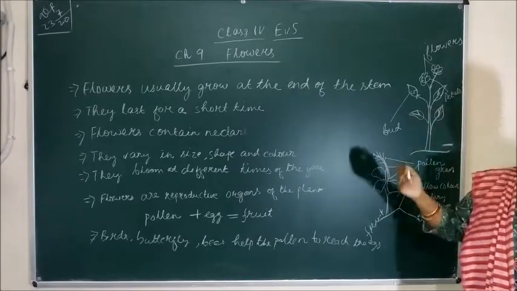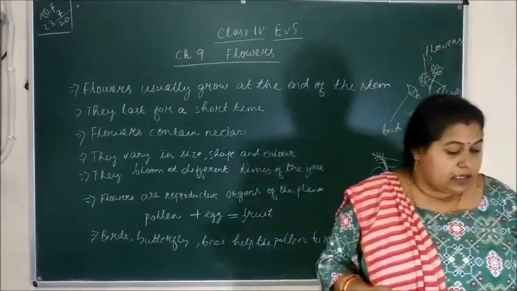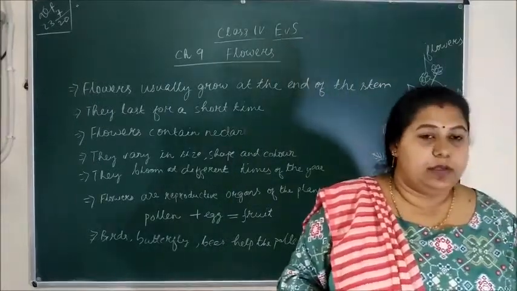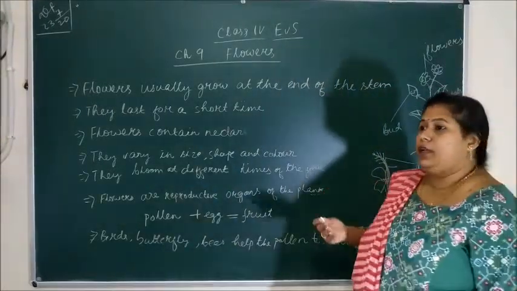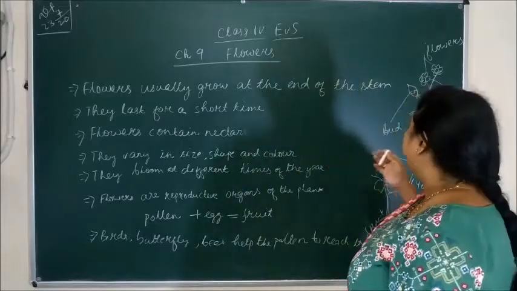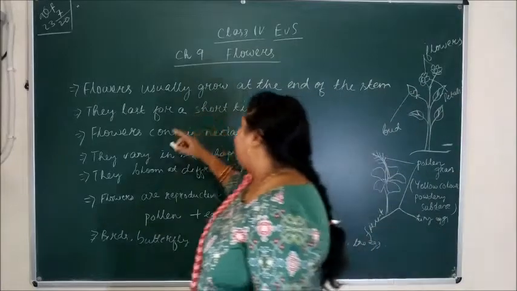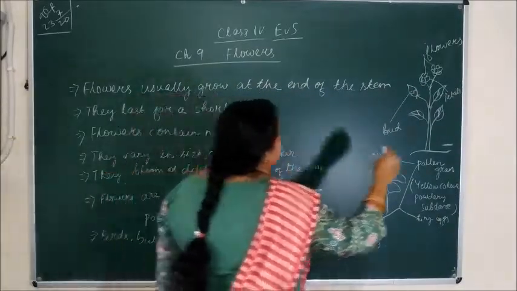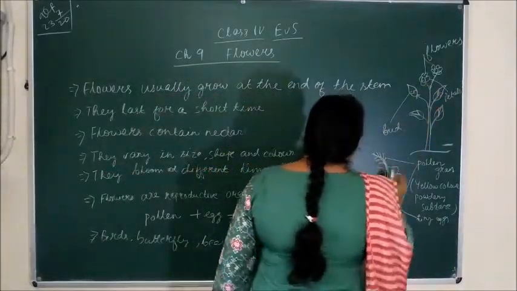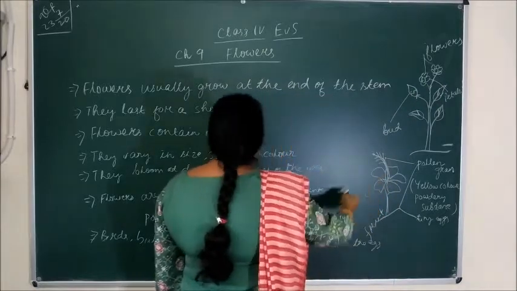First of all, imagine that flowers are the most beautiful part of our plant, and they are more attractive for us. Here you can see the plant and the flowers that usually grow on the stem. Here is the stem and this is the flower, and the parts of the flower we will discuss later.